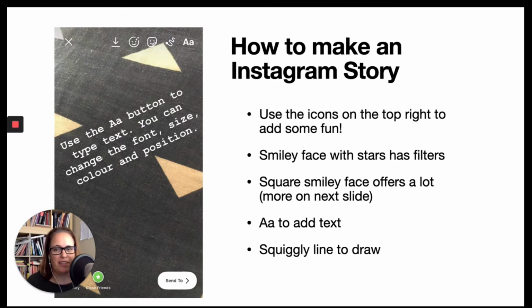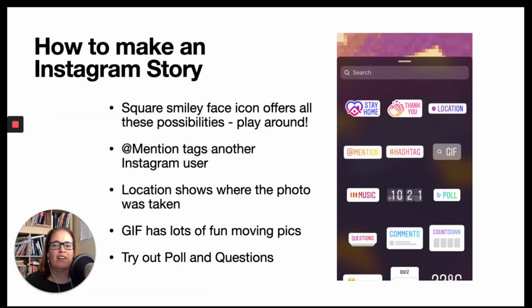The next one, with the square smiley face, offers a whole lot more, and I'll go through them on the next slide because there's lots of options there. You can use the squiggly line to draw, change the color and stuff, and that AA is how you can add text, like I've done on that example there, on that story, and you can change the font, the size, the color, and the position. So once you've got that text open, you can type into it and you can see the options to cycle through different fonts. You can pinch it with two fingers to make it smaller or bigger, and to move it around on your screen.